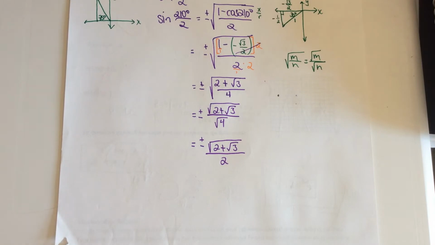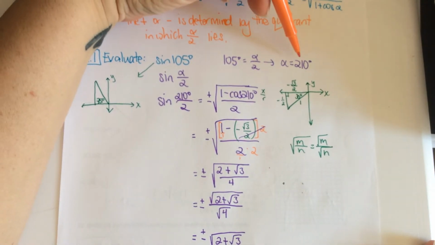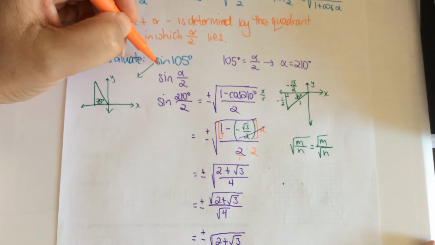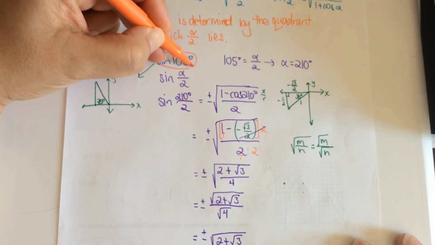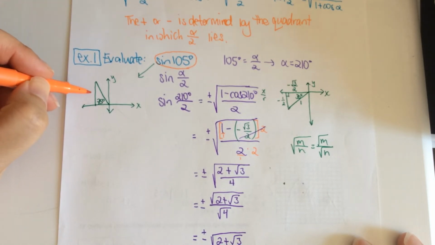Now let's evaluate whether we should do the plus or the minus. The thing that people make mistakes on is they're thinking of the 210. Don't think of the 210, okay? Think of this. It's as simple as this. This question is asking me to find sine of 105. I drew a picture for 105 right here.